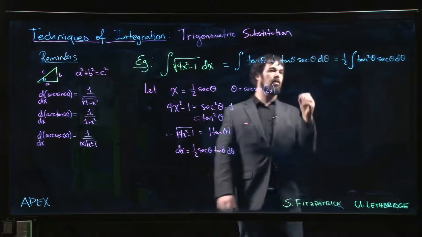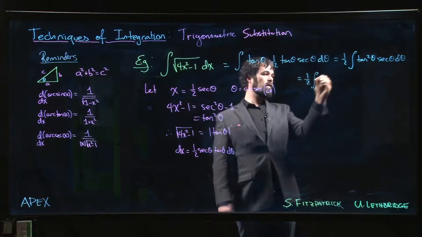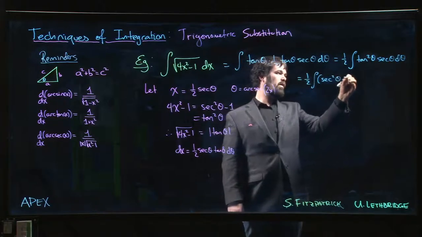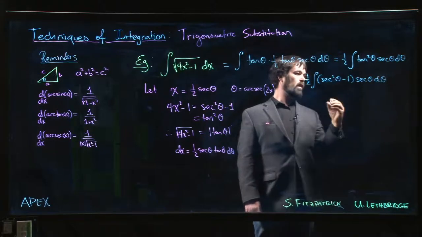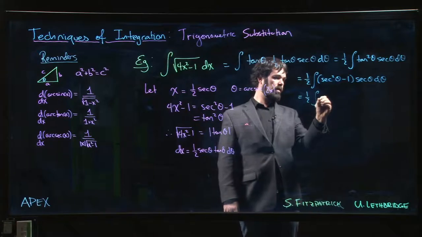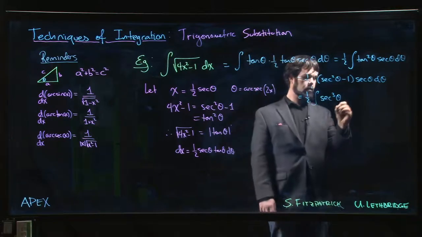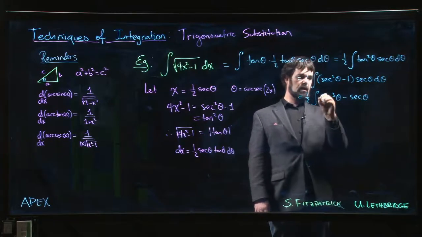The only way to tackle this is to say, okay, tan squared is secant squared theta minus 1. And there's secant theta d theta. So this becomes 1 half times the integral of secant cubed theta minus secant theta.